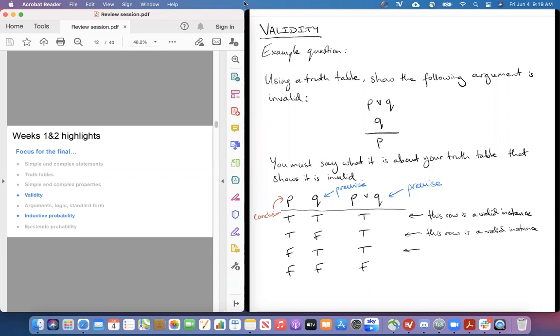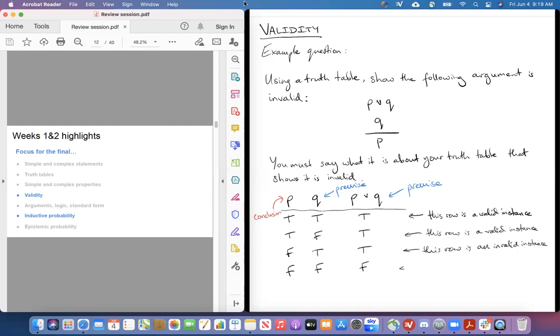What about this row? So the third one. Here, both of the premises are true. And if we look over on the left-hand side, we see that the conclusion is false here. So this is an instance in which both of our premises are true and the conclusion is false. So this row is an invalid instance. And of course, really, that's all the work you would have to do because you have now shown that it's invalid. If there is at least one invalid instance, then your argument's invalid.